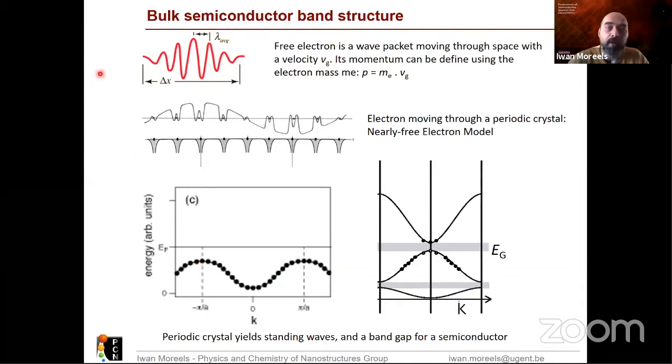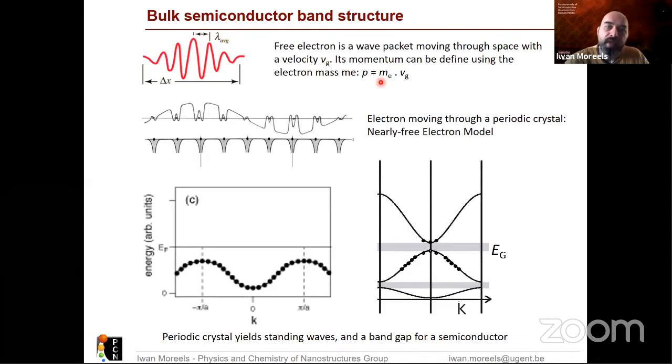what happens in a bulk semiconductor. Even when starting from free space, when you do the calculation of the behavior of a free electron in free space, you see that you actually have not a point particle as mentioned, but an electron represented as a wave packet, which moves through free space with a certain velocity, which also gives it a linear momentum by multiplying the velocity with the mass of the electron.